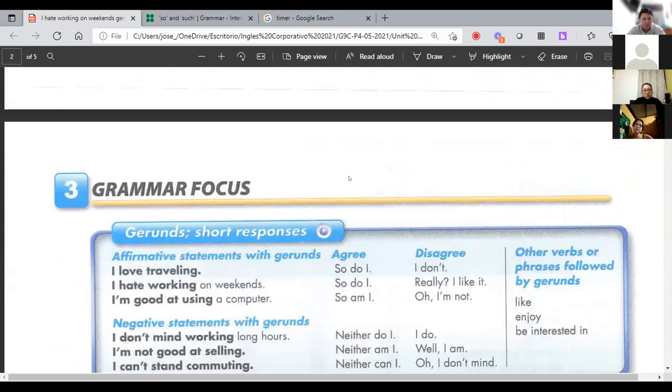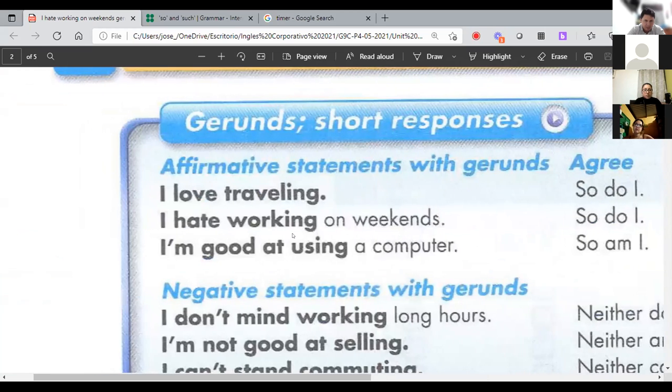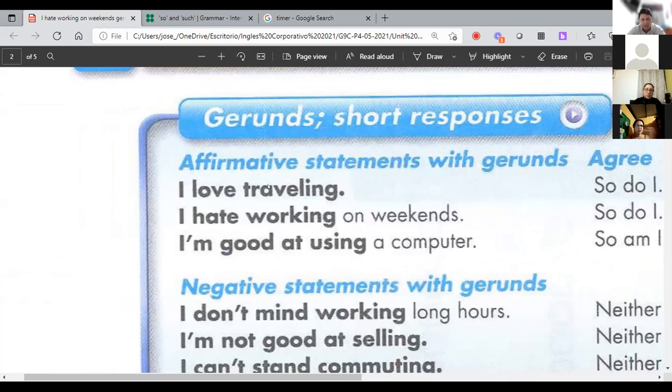Basically, a gerund is, no le ponga atención a estas palabras que están por acá, ¿verdad? Porque no se me va a confundir. Vamos a hacer esto un poquito más grande, así, okay? A gerund, it's a verb that has an ing form, all right? Un gerundio es el verbo que toma la forma de ing, that's it. And it could be used at the beginning of a sentence or at the end of a sentence.